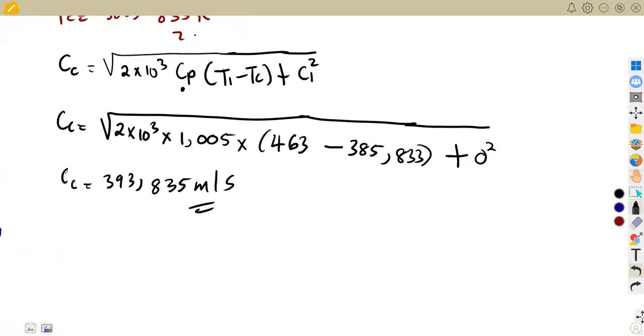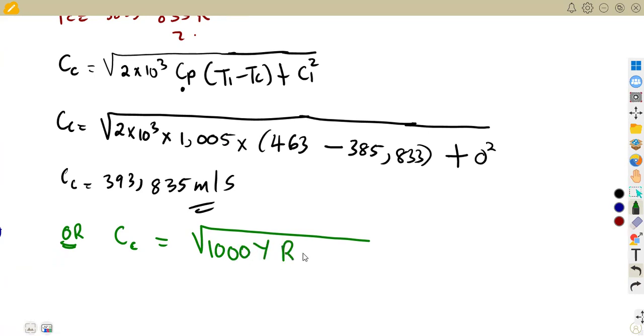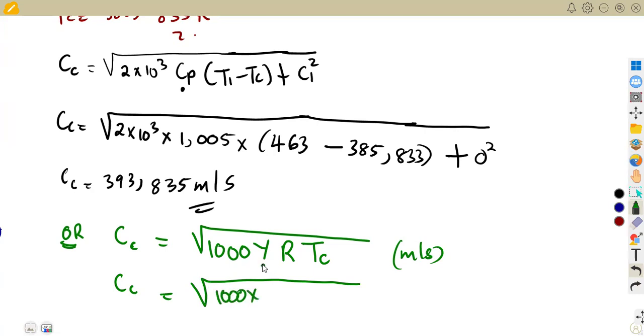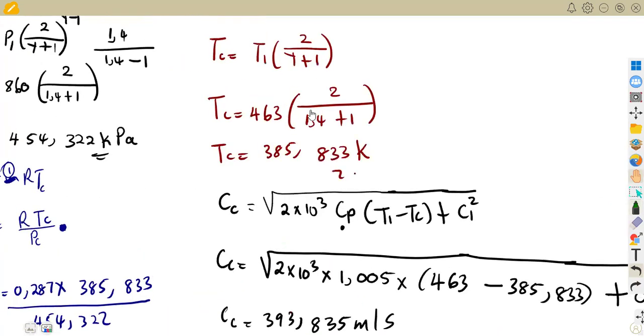There's also another formula that you can use to calculate this same speed at the throat. At the throat, the speed is given as Cc is equal to the square root of 1,000 times gamma times R times Tc. So that's the formula that gives us the speed at the throat. That means the square root of 1,000 times the adiabatic constant, which is our gamma. Remember, our gamma is 1.4.